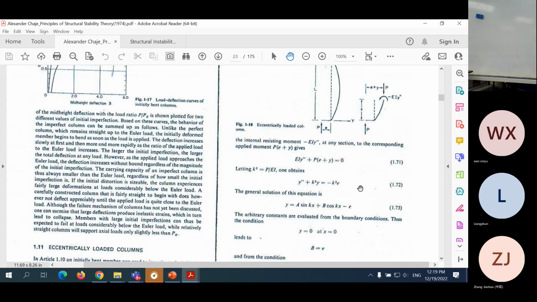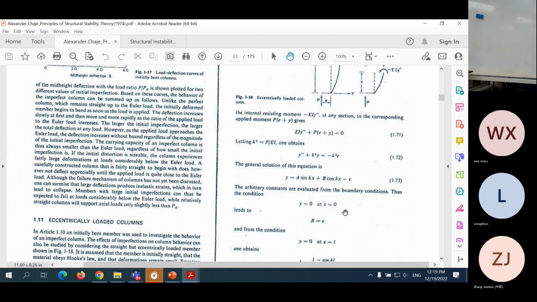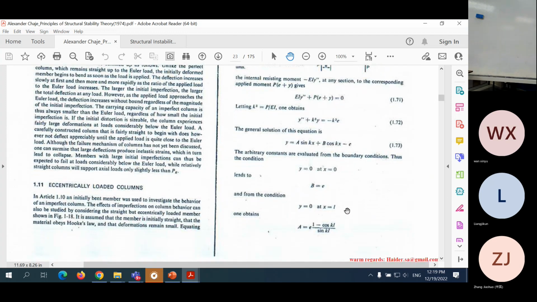Then a and b must always be decided by using the boundary conditions. So we use the boundary condition for this column here. Then we found that b is equal to this and a is equal to this. So this is decided by using boundary conditions. What happens at x equals 0? What happens at x equals L? Then we get this, we substitute back, and we get the solution for y.